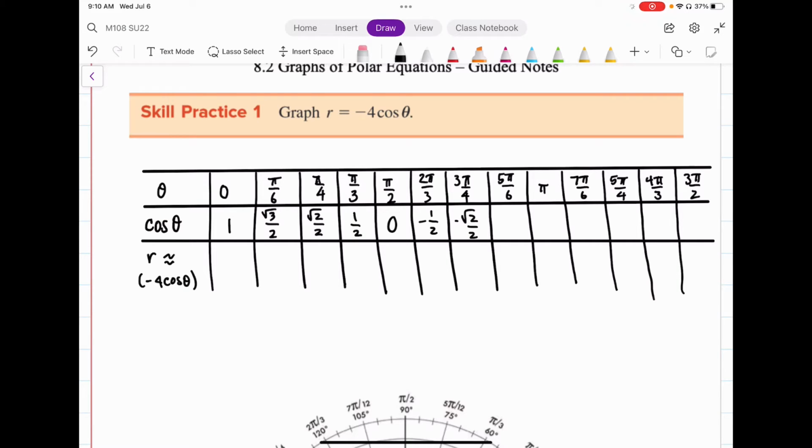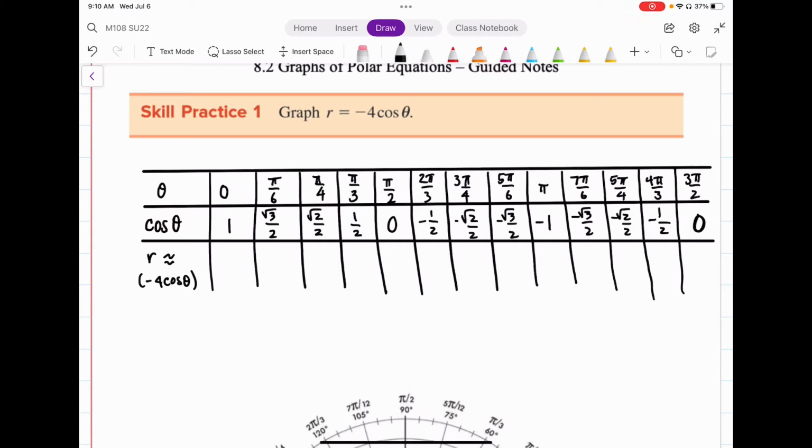At theta equals 5 pi over 6, we have negative root 3 over 2. At theta equals pi, we have -1. At theta equals 7 pi over 6, we have negative root 3 over 2. Theta equals 5 pi over 4, we have negative root 2 over 2. And at theta equals 4 pi over 3, we have -1/2. And at 3 pi over 2, we have 0.